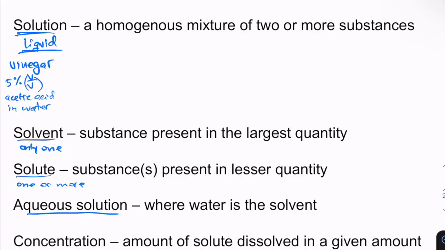But there's other kinds of solutions. It doesn't have to be liquid. We can have solutions that are solid. For example, steel. We all know what steel is, but you won't find steel as an element on the periodic table because it's not an element. Steel is a homogeneous solution. Anyone know what steel is composed of? It's iron and carbon.